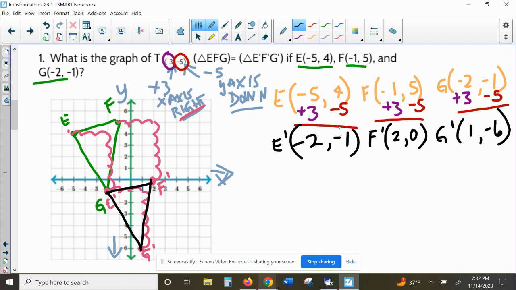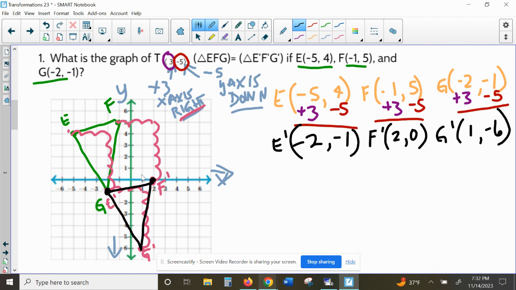Let's see if I'm good. So E prime says -2, -1. So go back 2, 1, 2, and down 1. Yep, that's exactly where he is. This guy checks out. Let's try F. 2, 0. So that means to the right 2, boom, boom, and up nothing. Perfect. That's exactly where he is.